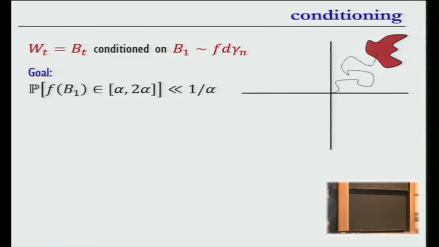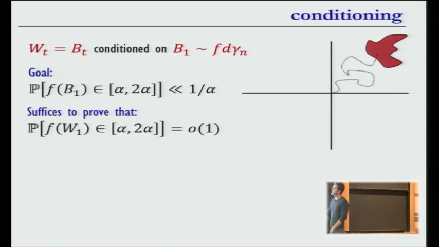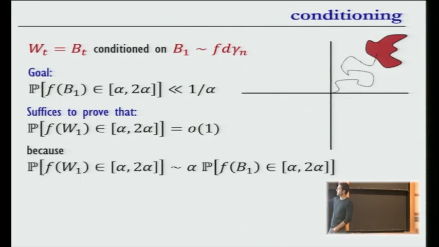Okay? So if we do that, our goal was to prove that, say, the probability that you're between alpha and 2 alpha is much less than 1 over alpha. With the new process, it suffices to prove that just this probability goes to 0. And that's just because the probability that the new process is between alpha and 2 alpha is alpha times, up to a factor of 2, the probability the old process was there.